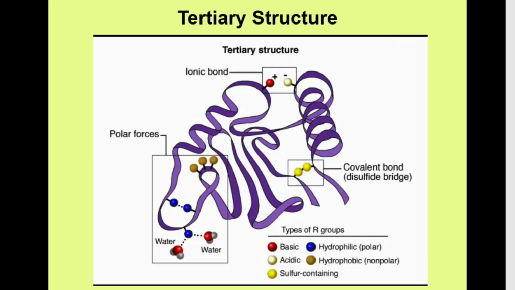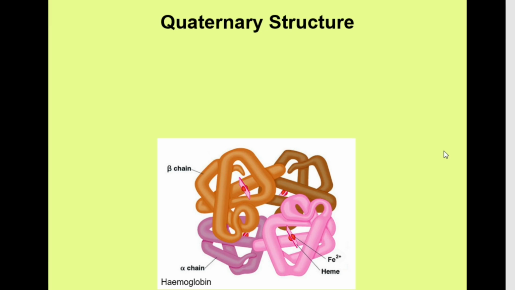Tertiary structure may be further stabilized by strong covalent bonds between sulfur atoms in certain R groups. Okay, so that's tertiary structure. And like I said just now, some proteins are complete at this level. But there are some proteins, particularly larger ones, that will have a fourth level of structure, and that's called quaternary structure.